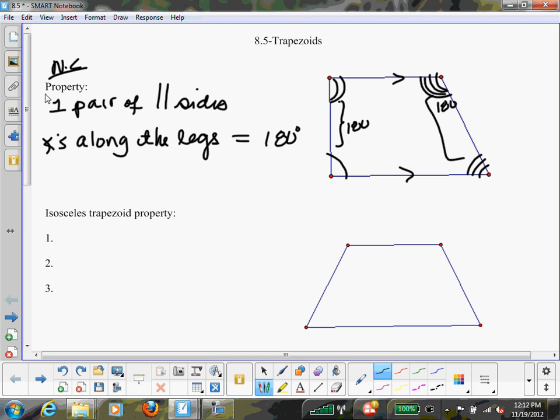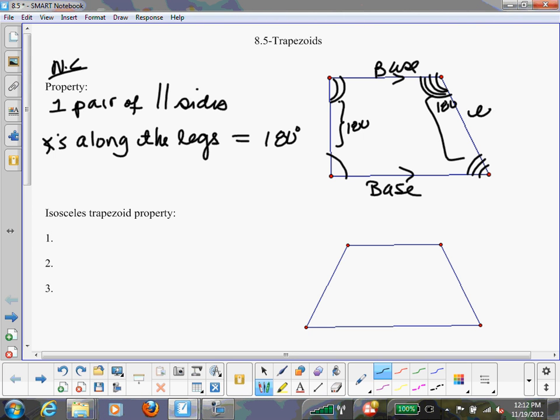Does that make sense? Don't do the ones along the bases. The parallel sides are your bases. The slanted sides are your legs.